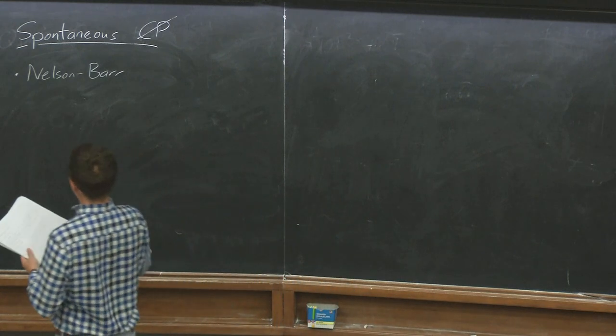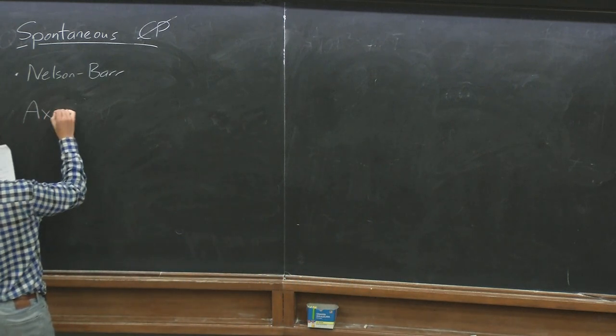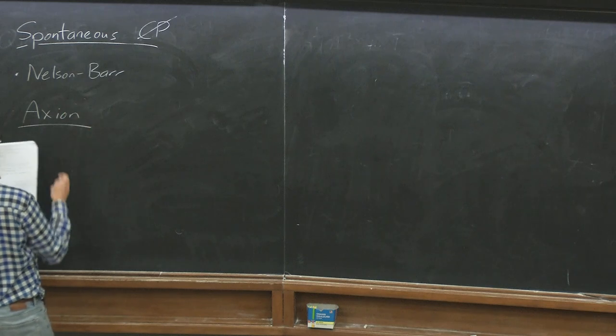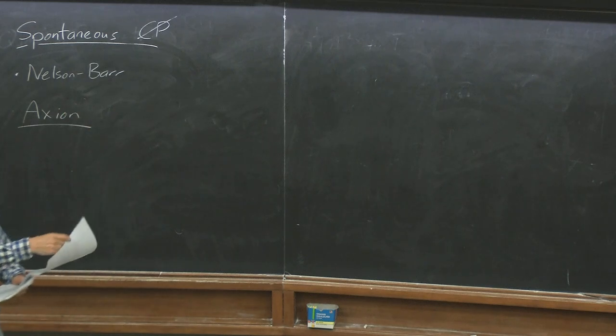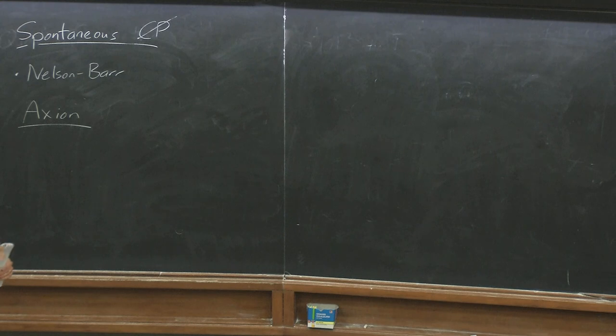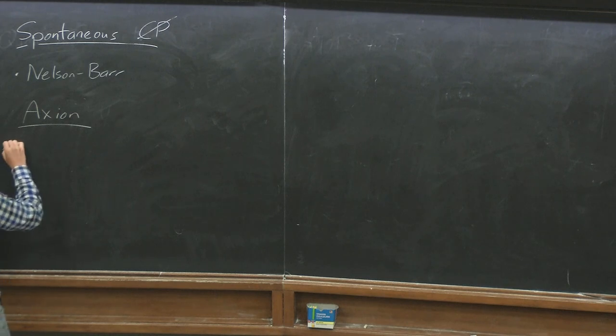And then the last solution, which is by far the most popular, is the axion solution to the strong CP problem. Okay, so how does the axion work? I'm going to sketch this again, not in a huge amount of detail. You can find more detail in the notes. But the idea is to start with a PQ symmetry.